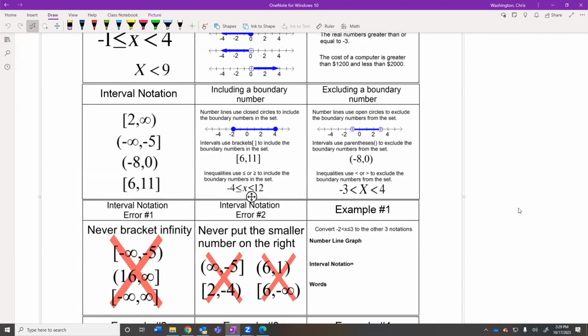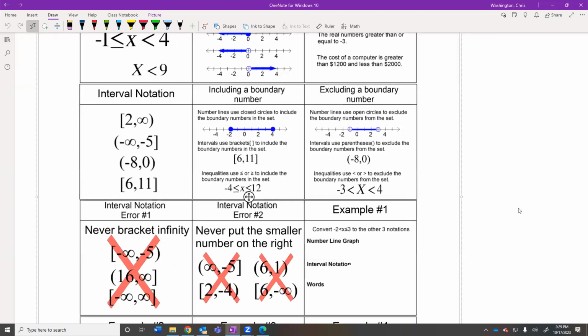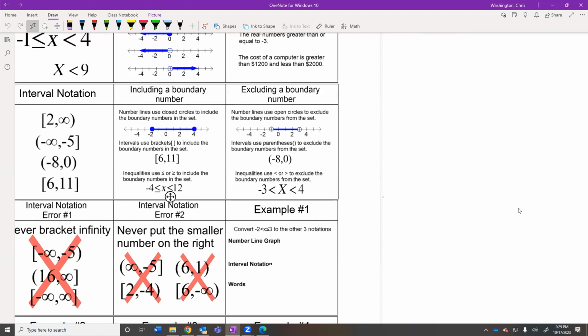You've probably seen this one, and maybe it was a little bit confusing, this interval notation here. When we talk about interval notation, it's the same as all the other stuff. It's just a nicer way to write it, I guess. We don't need X's. We don't need inequality symbols. But it is kind of confusing. And why does it get confusing? It gets confusing with whether we include the boundary number or we exclude the boundary number.